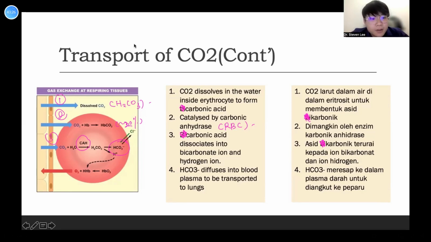Question: does carbon monoxide bind with iron or protein? Carbon monoxide, I'll tell you in a while.